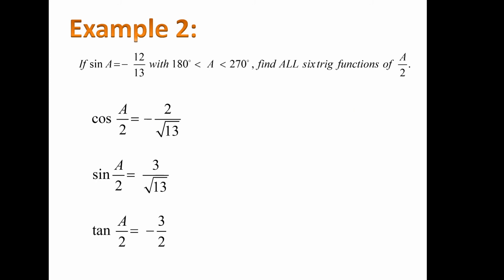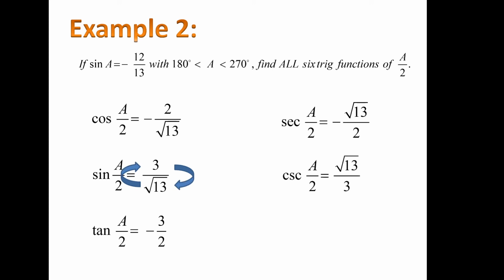So in order to find out the rest of the trig ratios, we can take the reciprocal. So cosine of A over 2. So for secant, which is the reciprocal, we just need to flip that fraction over. And then for sine of A over 2, similar for cosecant of A over 2. So we want to flip the ratio over. And then for cotangent, similar, so negative 2 over 3.